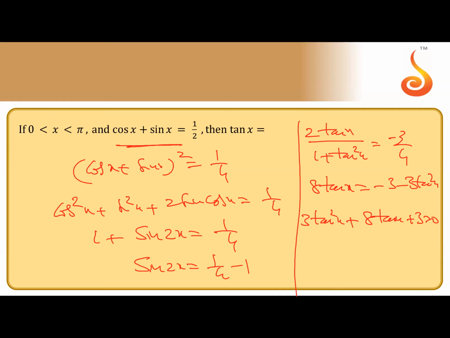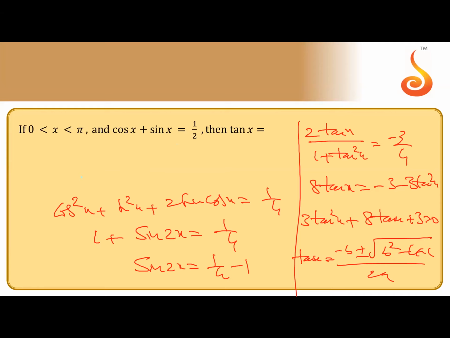Solve for tan x, because they are asking tan x, using the formula minus b plus or minus root over (b square minus 4ac) by 2a. Using the quadratic formula, because the answers are given in terms of roots. Solve it slowly. What do you get as the answer? Minus 4 plus or minus root 7 by 4.